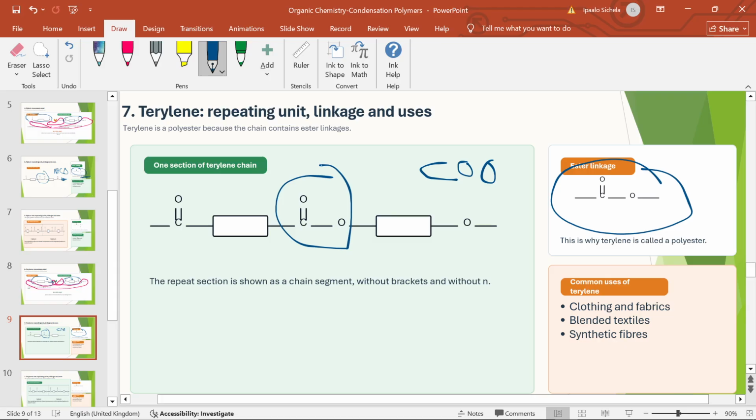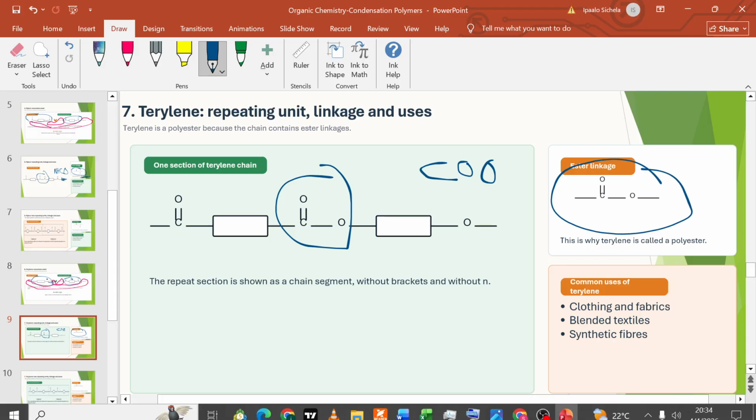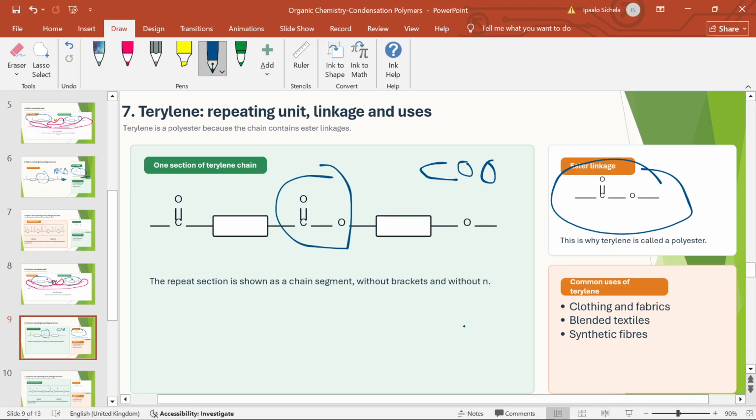So what are the common uses of terylene? It is used in making clothing and fabrics. The other thing is it's used in making blended textiles. The other thing is it's used in making synthetic fibers.